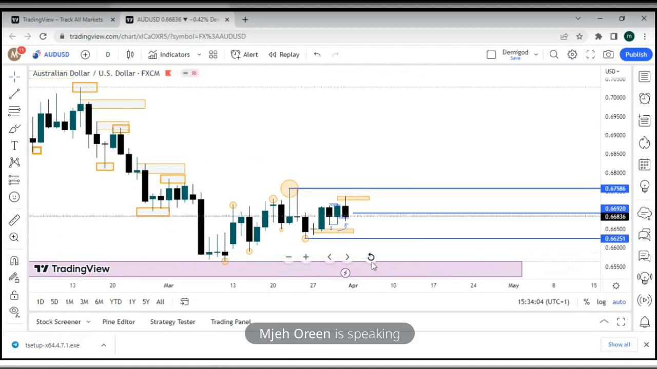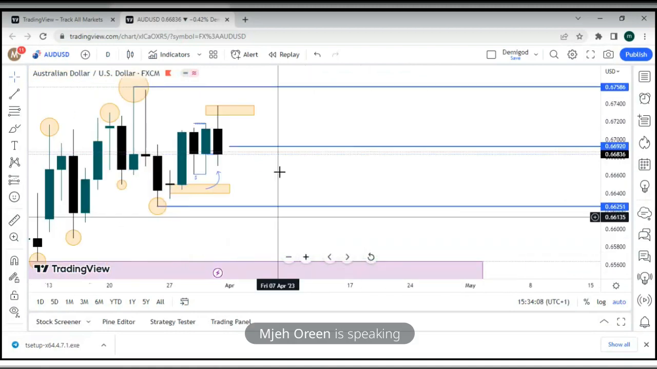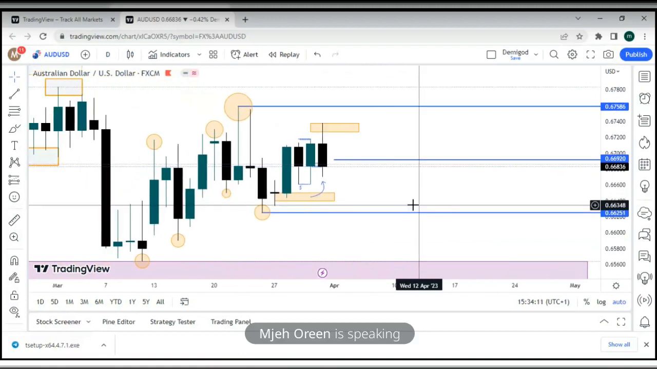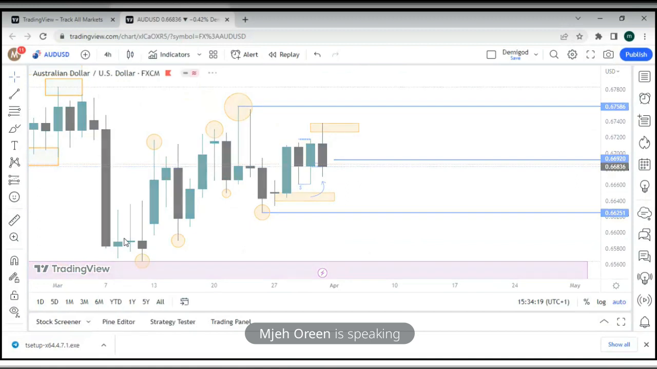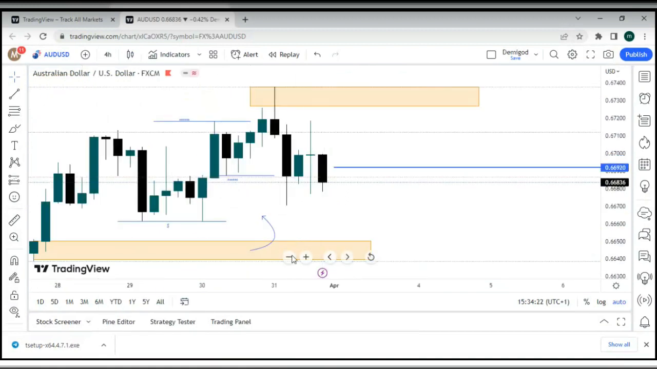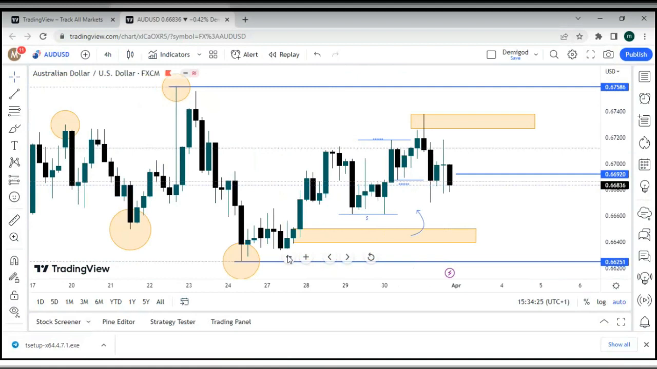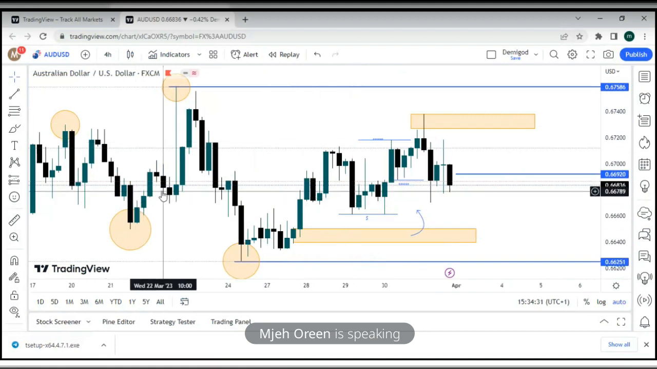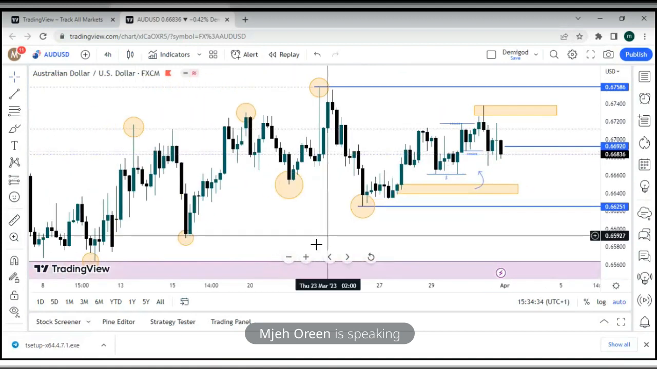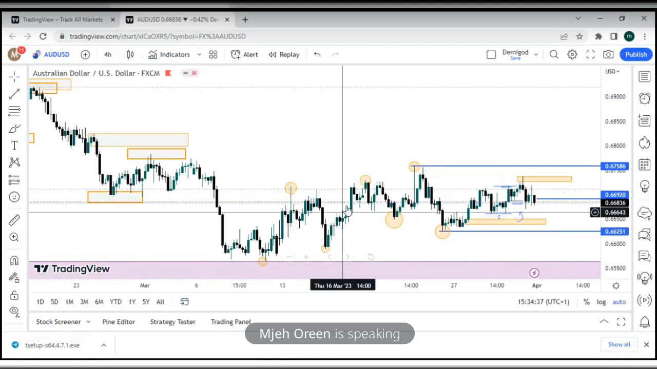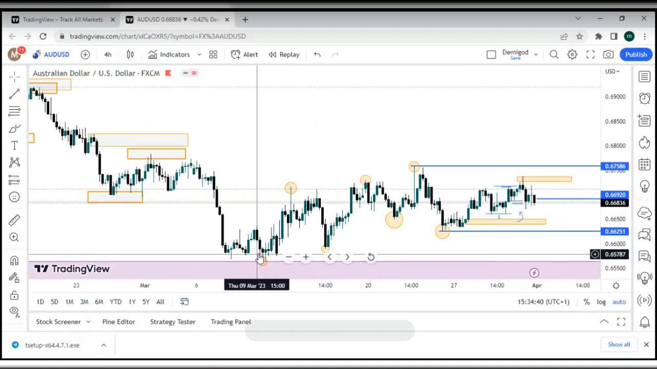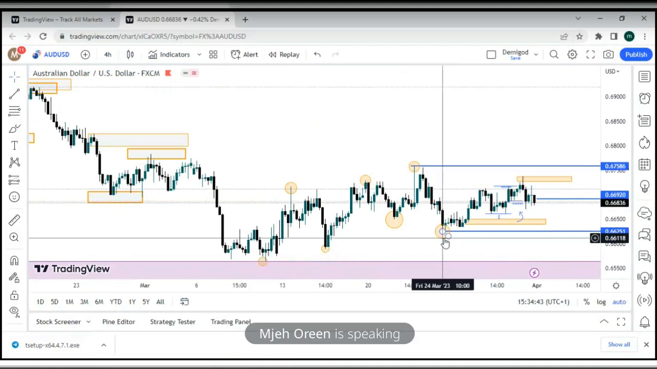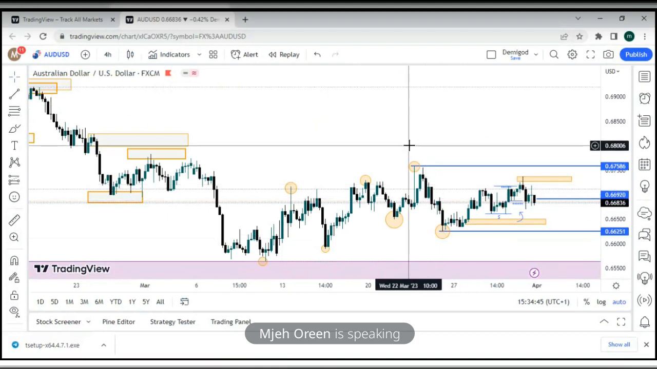So we are here now, and like I said, currently right now, AUDUSD has been bearish. This is the daily time frame. Let me get down to the 4-hour time frame. This is a 4-hour time frame. AUDUSD has been bearish, and why I said so is because if you can see this, this is the current low that we have on AUDUSD. This is my current price range.